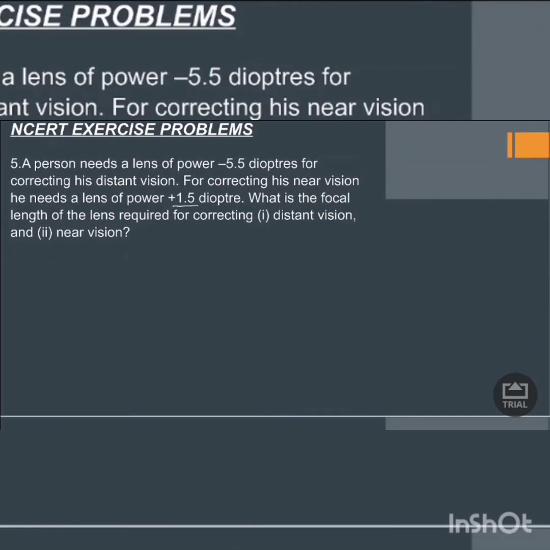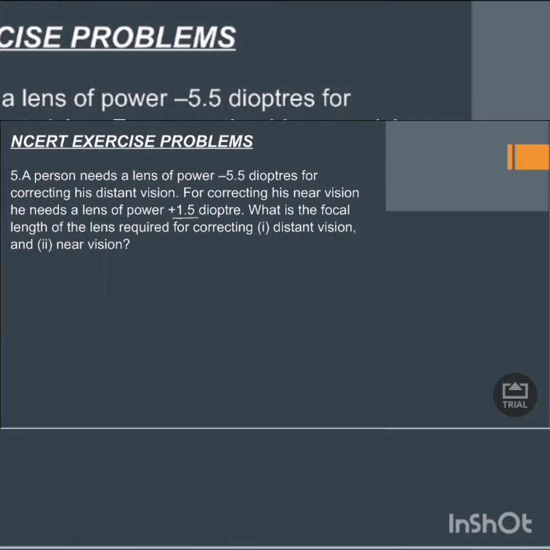So the next problem is, a person needs a lens of power minus 5.5 diopters for correcting his distant vision. For correcting his near vision, he needs a lens of power plus 1.5 diopters. What is the focal length of the lens required for correcting distant vision and near vision?